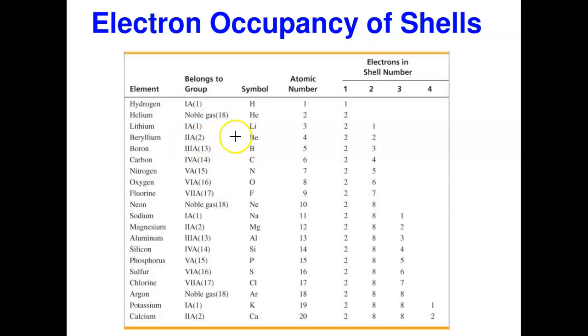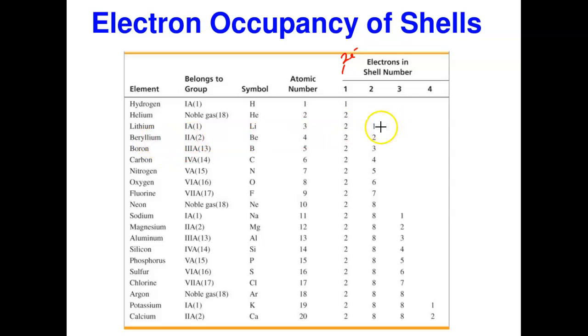Lithium, again, is in group 1. It has to have only 1 electron in the outermost shell. So look at lithium. Lithium is number 3. The first shell is now full because the first shell only accepts 2 electrons. It goes to the second shell and it has 1 electron in the outermost shell. If you go down, beryllium has 2 electrons in the outermost shell. Boron, 3 electrons. So each of these elements is placed here based on the number of electrons they have in the outermost shell.